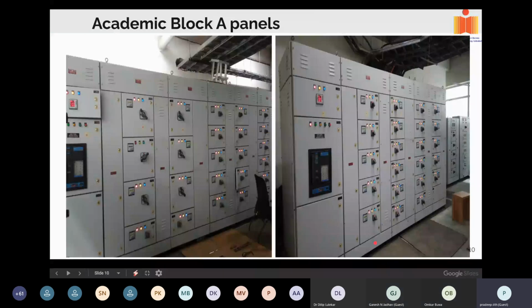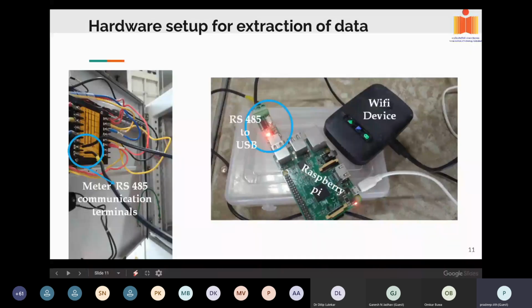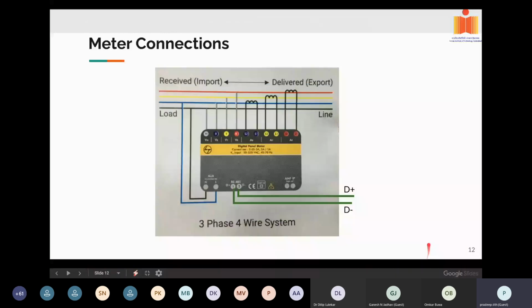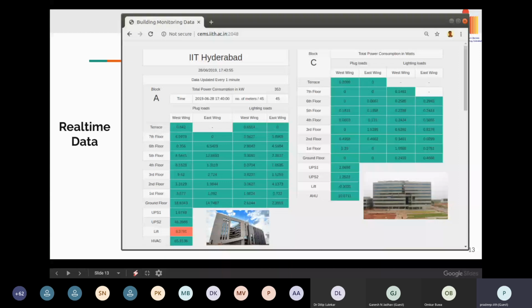So this is the metering panel, and these are the connections. And here there is a D plus and D minus terminal for extracting data from the meter. If such a meter is available, definitely we can extract the data from that meter. And the output will look something like this. In a tabular form, we are able to visualize the real-time data.